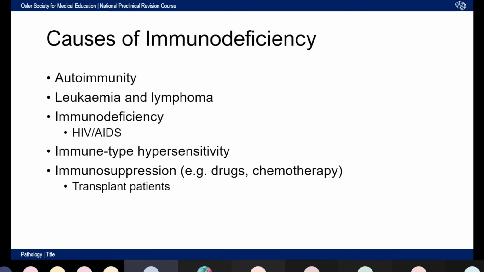Now to cover them in a bit more detail. As I said, they mainly affect immunodeficient or immunocompromised individuals. You'll probably learn about immunodeficiency in other areas of your course, so I won't cover it here, but it was just a quick recap of some of the things that may predispose people to these infections and cause immunodeficiency.